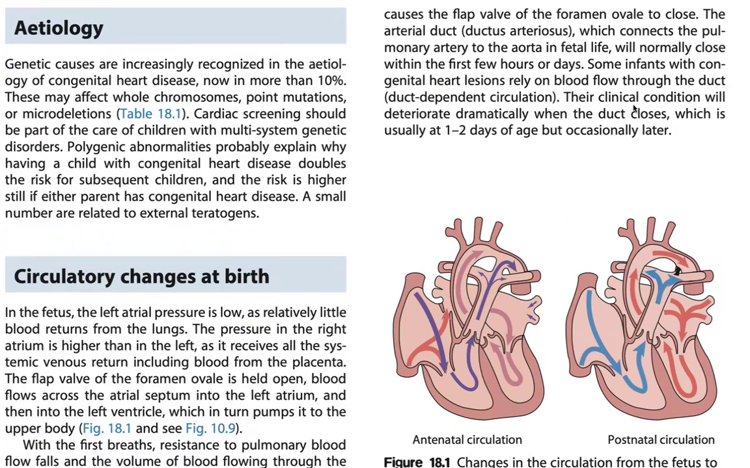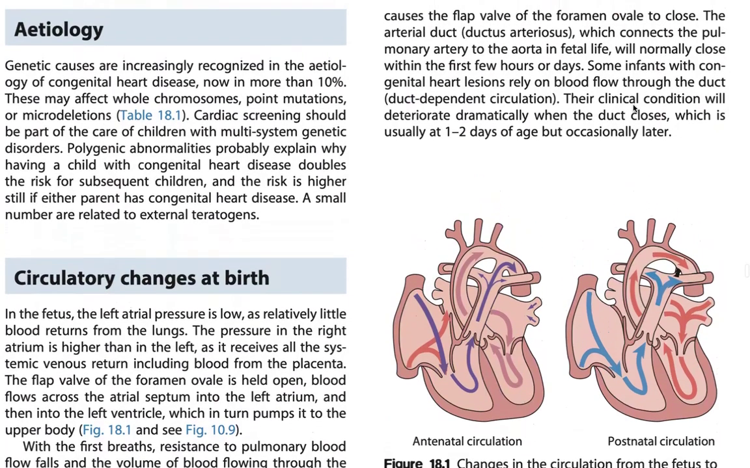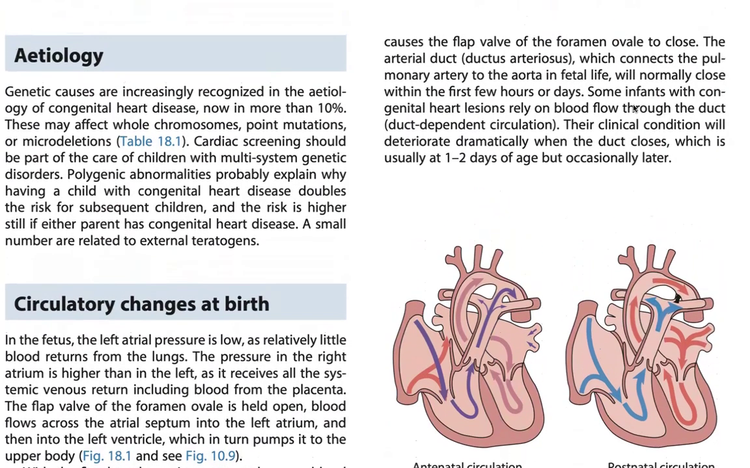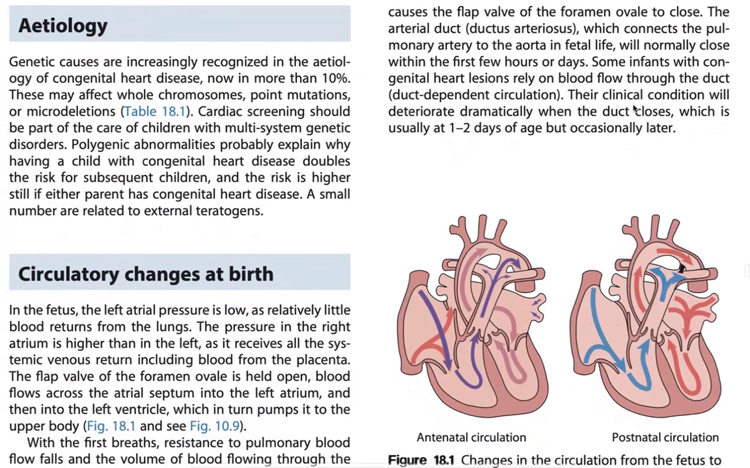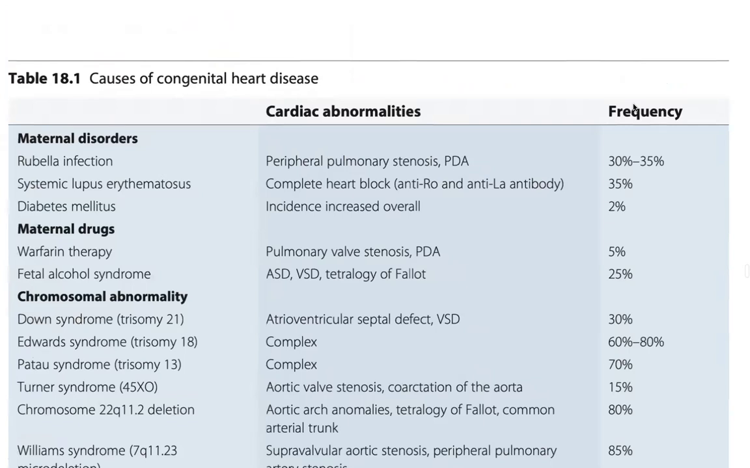The arterial duct connects the pulmonary artery and the aorta in fetal life and will normally close within the first few hours, but some infants with congenital heart lesions rely on blood flow through the duct to maintain circulation. The clinical condition will deteriorate dramatically when the duct closes, which is usually at 1 to 2 days of life.